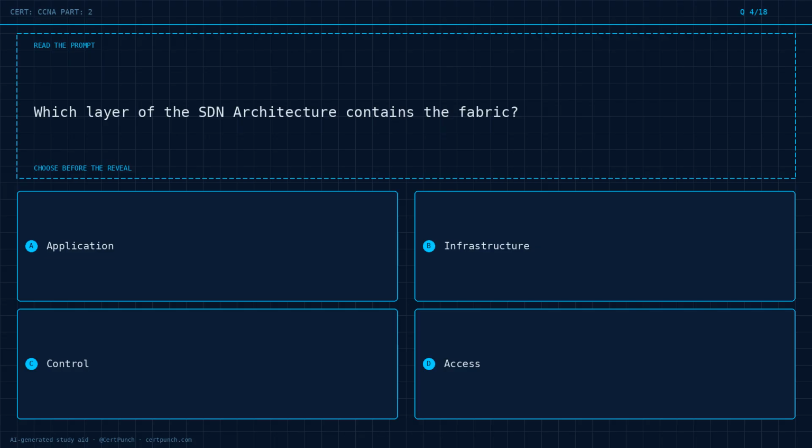Quick gut check. You are a quarter of the way in. How is your score holding up? Keep it rolling. Question 4 of 18.